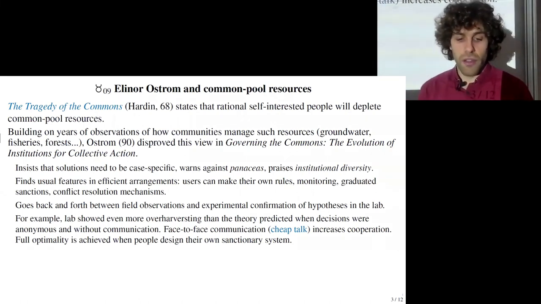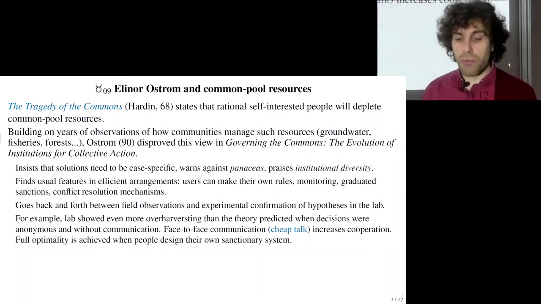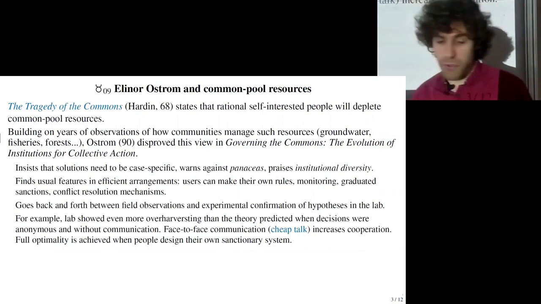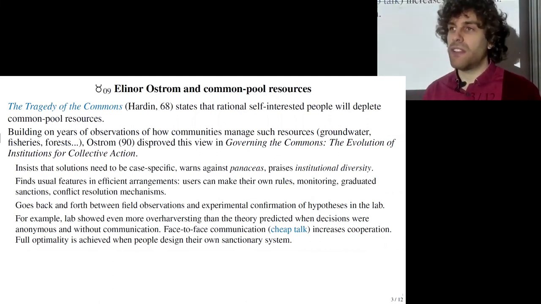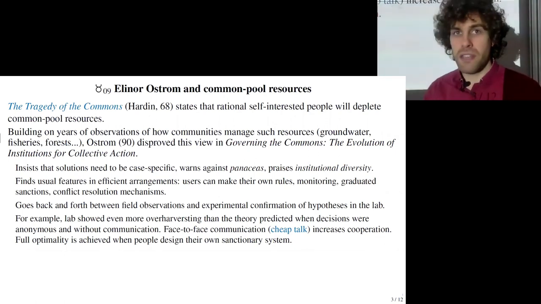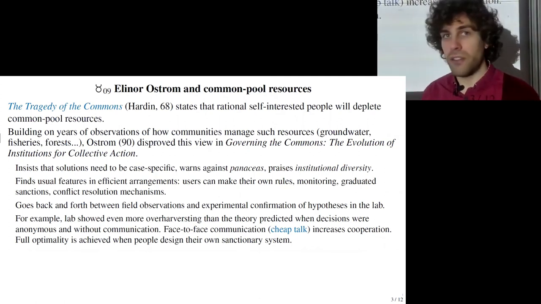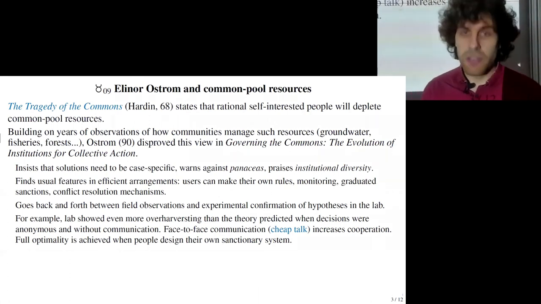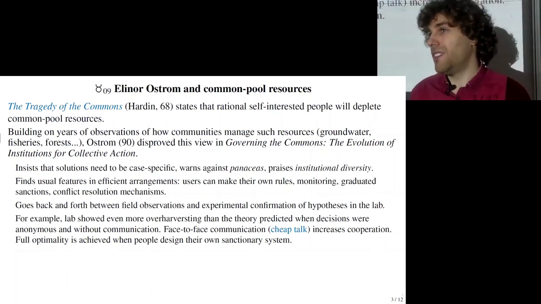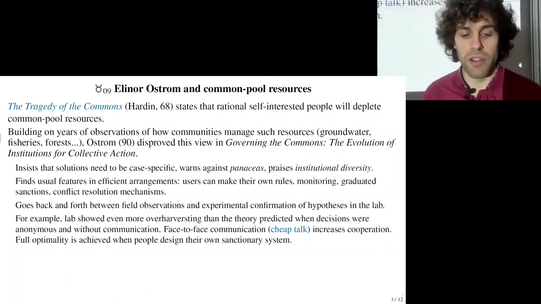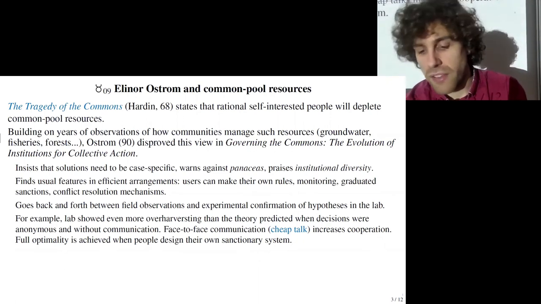So she found in the lab that there was even more over-harvesting, for example, pumping of water, than the theory predicted when the decisions were anonymous and without communication. But face-to-face communication, which is called cheap talk in the sense that it's not enforced by a higher authority, because here you could have lied to the others. You could have even said, yes, okay, I will bring beers in 2 weeks, and not bring the beer. Right? So it's cheap talk in this sense. But it worked. In the theory, it didn't work, but in practice, it worked. It increases cooperation. And full optimality is achieved thanks to the self-devised sanctionary system.